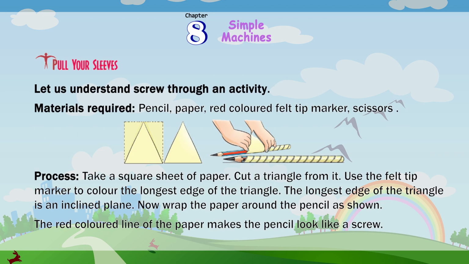Pull up your sleeves. Let us understand the screw through an activity. Materials required: pencil, paper, red colored felt tip marker, scissors. Process: take a square sheet of paper. Cut a triangle from it. Use the felt tip marker to color the longest edge of the triangle. The longest edge of the triangle is an inclined plane. Now, wrap the paper around the pencil as shown. The red colored line of the paper makes the pencil look like a screw.